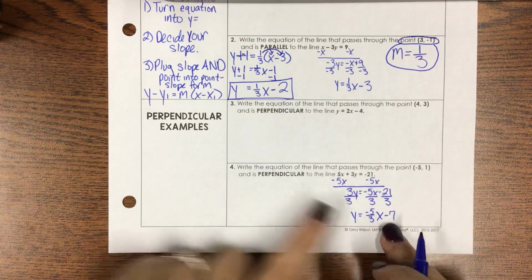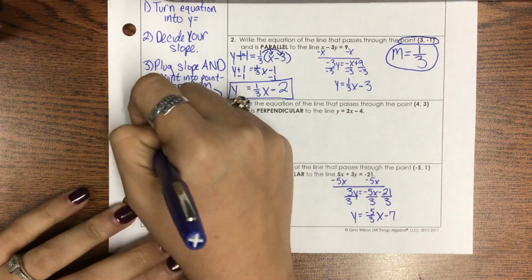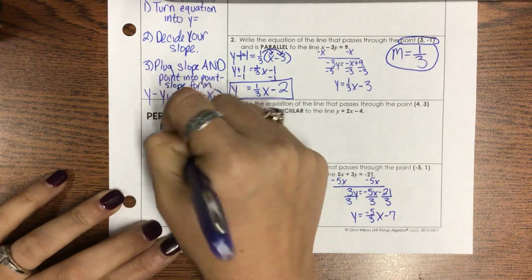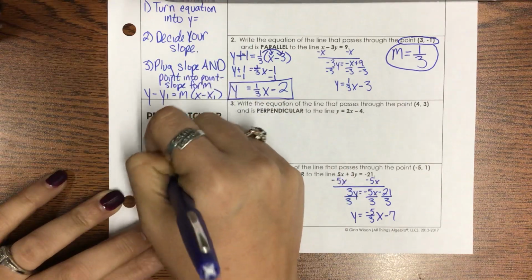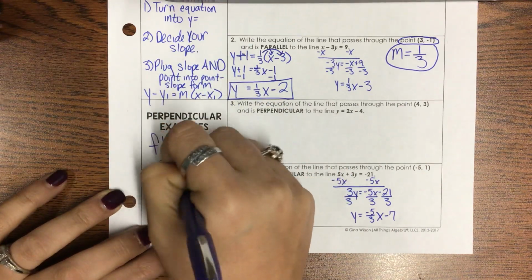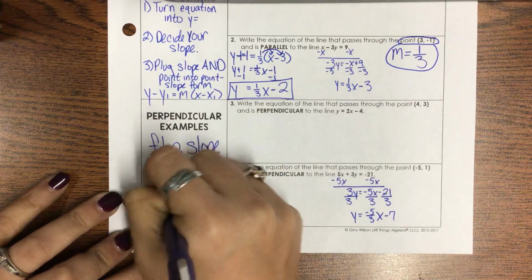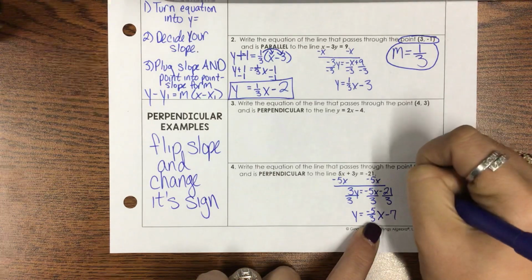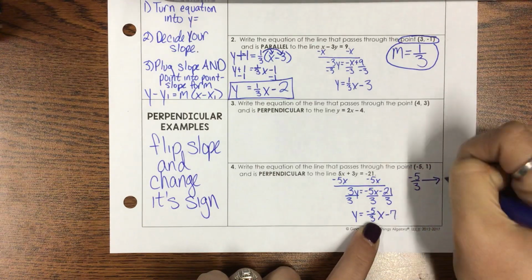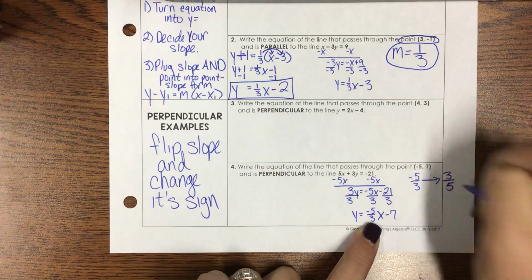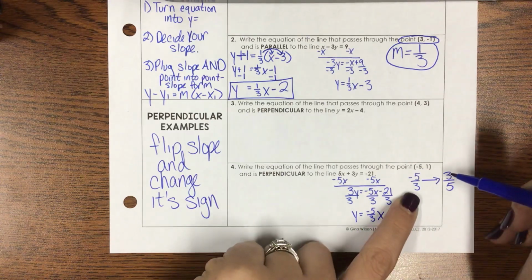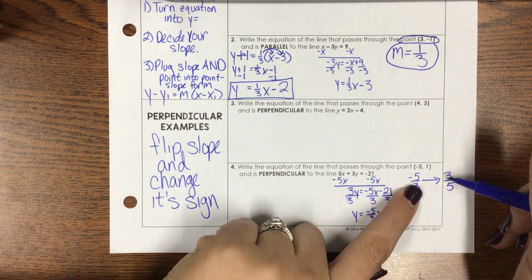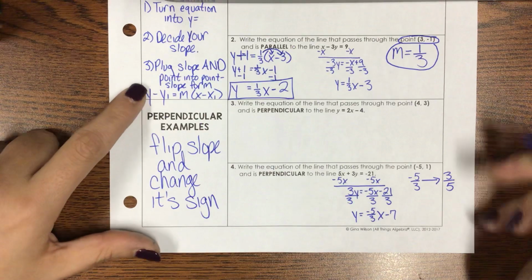When I'm working with this, it is huge for perpendicular equations. I need to flip my slope, and I need to change its sign. So negative 5 over 3 is going to turn into a positive 3 over 5. I'm going to flip that, take that fraction, flip it upside down. If it starts out as negative, it's going to end as a positive. And then my last step is the same. Plug it into the point slope form.